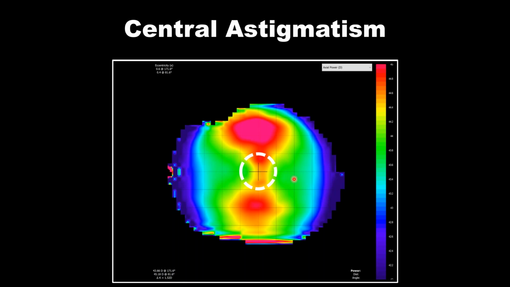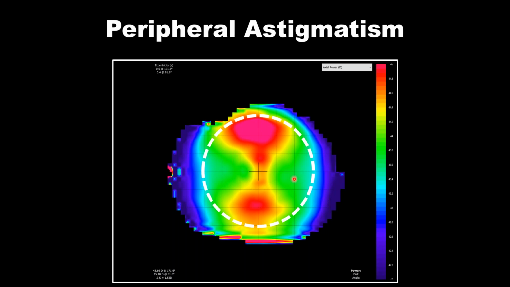But that's not where a rigid contact lens lands. A rigid lens is going to land in the mid-periphery of the cornea, somewhere out here. We want to understand what the shape is in the periphery. And if we look at the red at 12 and 6 o'clock and the blue at 3 and 9 o'clock, we see that this eye is both astigmatic centrally, but also astigmatic peripherally.